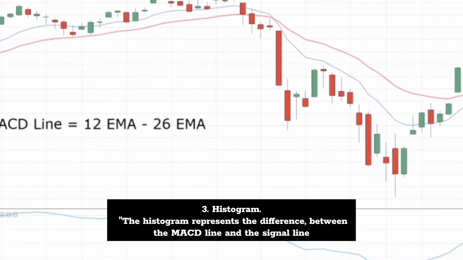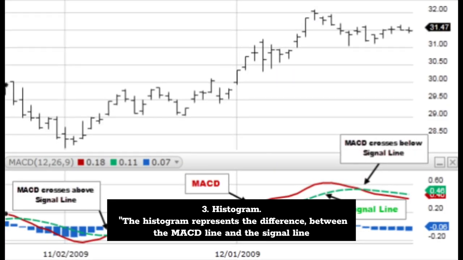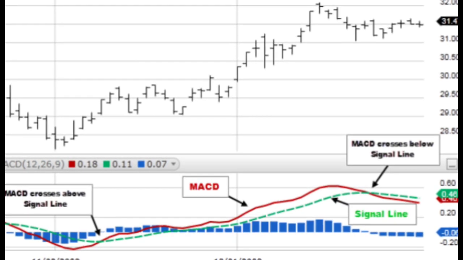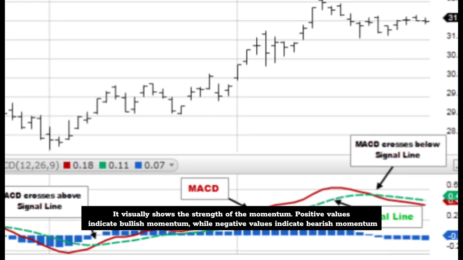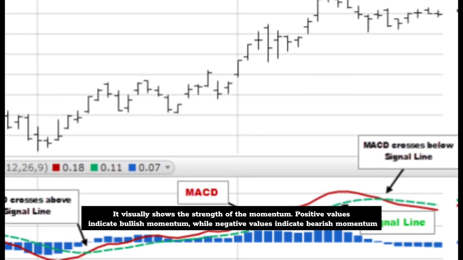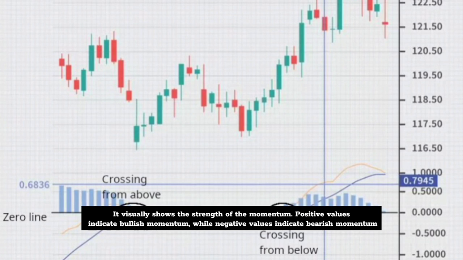3. Histogram. The histogram represents the difference between the MACD line and the signal line. It visually shows the strength of the momentum. Positive values indicate bullish momentum, while negative values indicate bearish momentum.